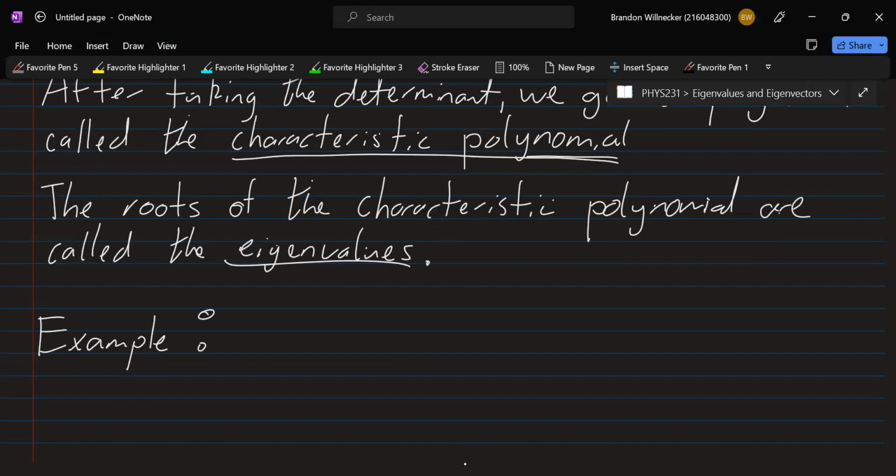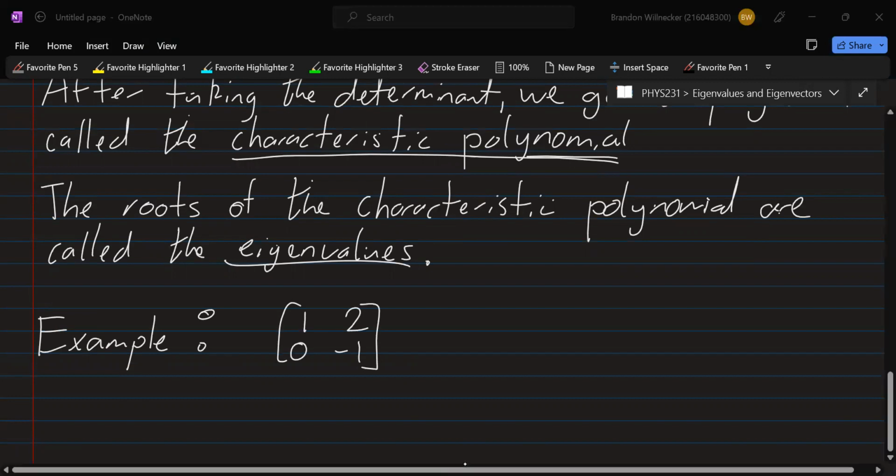Okay, so we want to find the eigenvalues and eigenvectors of the following matrix. So 1, 2, 0, minus 1. Okay, so simple 2 by 2. And we'll see if we have a 2 by 2 equation, then the characteristic polynomial will be quadratic. If we had a 3 by 3 matrix, then the characteristic polynomial will be cubic.